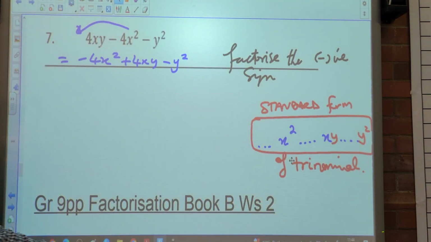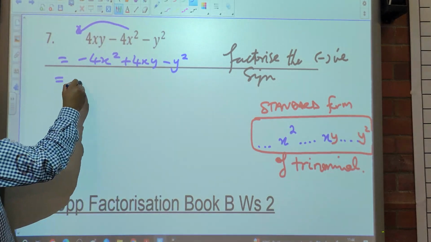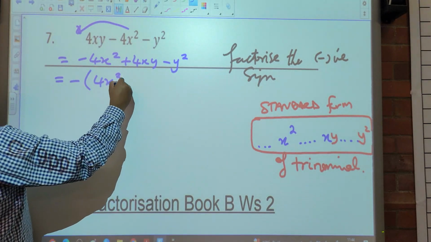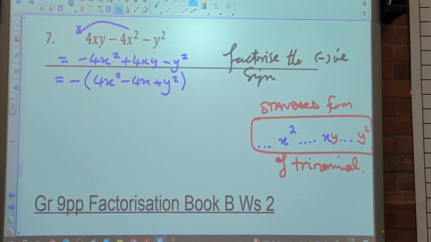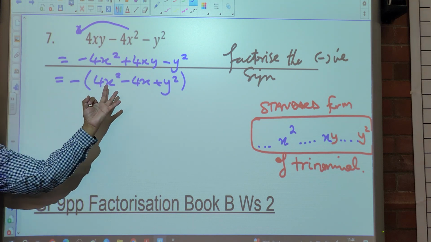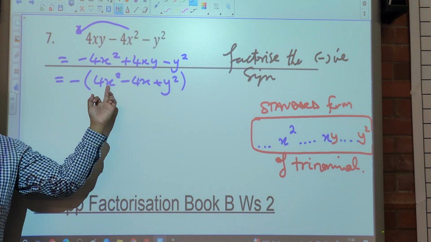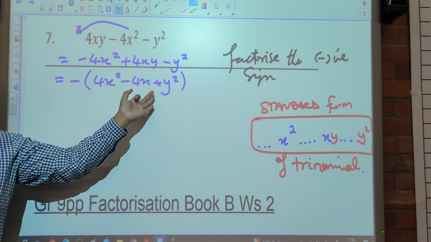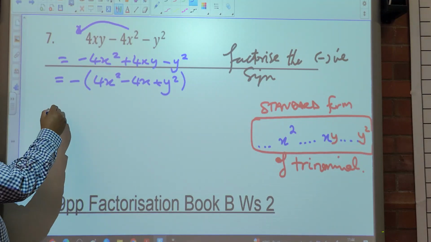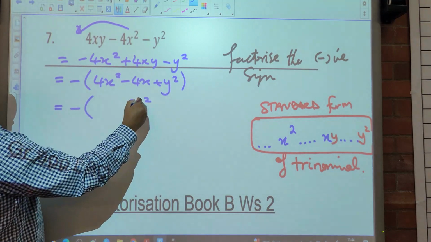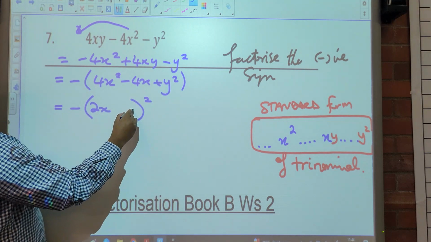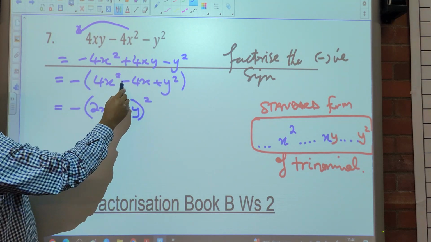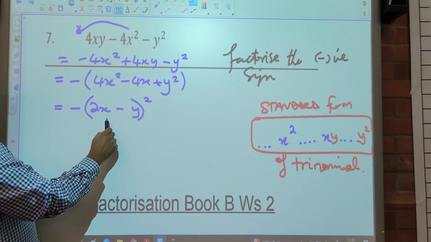So if I take the negative out as a common factor, what are we left with? 4x squared minus 4xy plus y squared. Okay. There are 3 terms. Is the first term a perfect square? Is the last term a perfect square? So I can apply the perfect square trinomial. What's the square root of 4x squared? Square root of y squared? And with a minus.